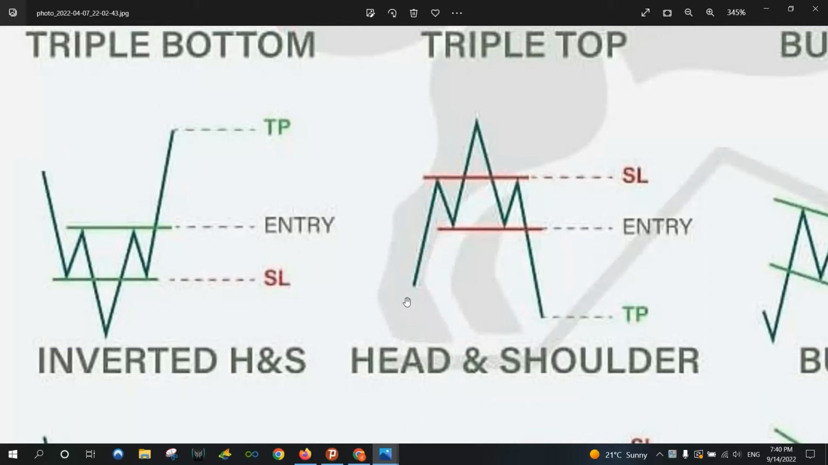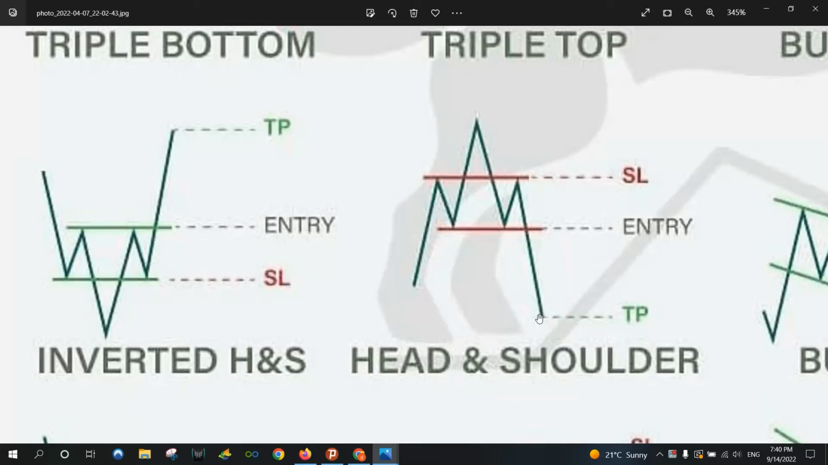On a head and shoulder pattern, this is the left shoulder, this is the head, this is the right shoulder. This is the neckline. The moment that price breaks the neckline to the downside, you want to enter in a market. Your stop loss is above the previous high, which will be the right shoulder, okay? And the distance between head and neckline is equal to the neckline and your TP, okay?